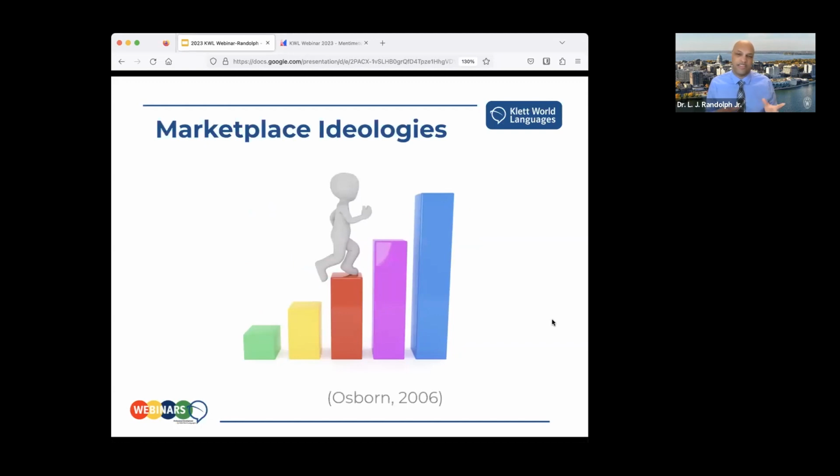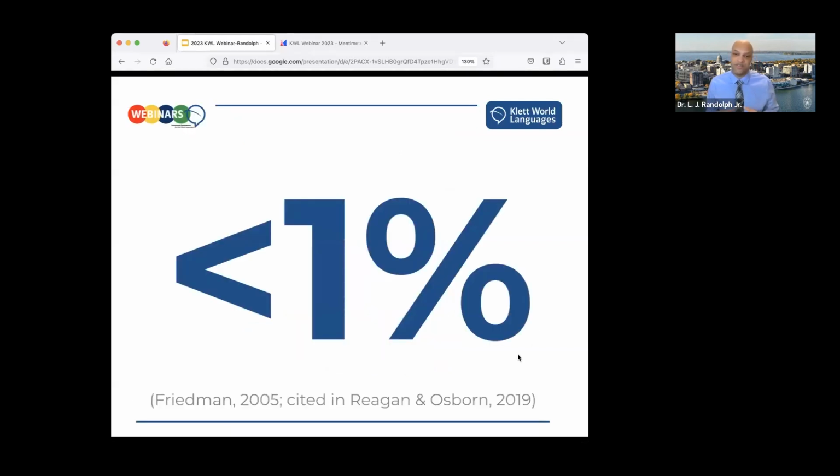Terry Osborne criticizes what I just talked about as so-called marketplace ideologies, as if those are the only reasons that people will want to learn a language. And when I talk about the realities that it allows us to ignore, well, I'm going to show you a number here. This is less than 1%.